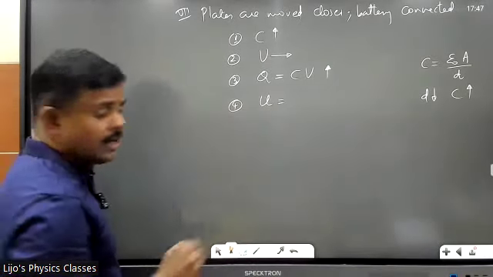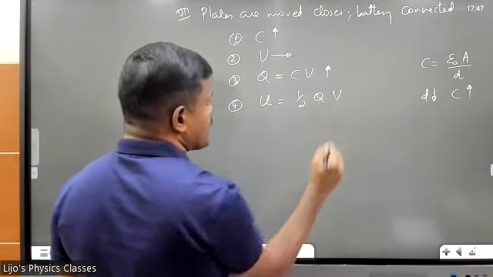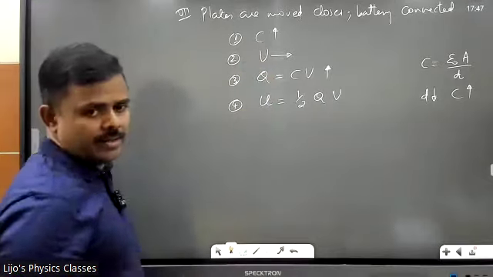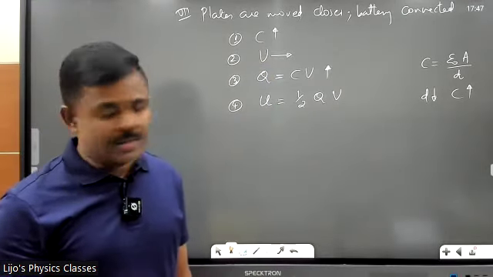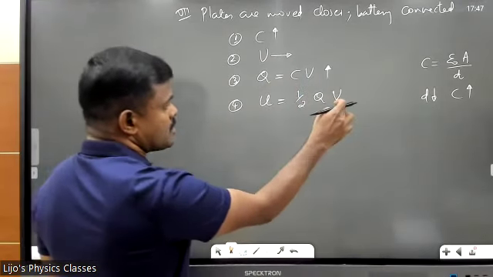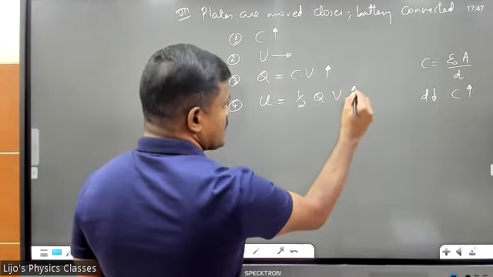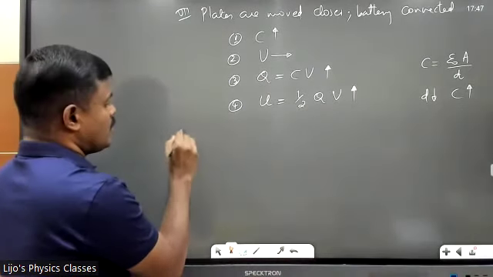Energy, I'm choosing half QV. My equation should contain the constant V. Now tell me about this. Half is a constant. Here V is a constant. Q increases, so you will have energy increasing. Now eighth one.